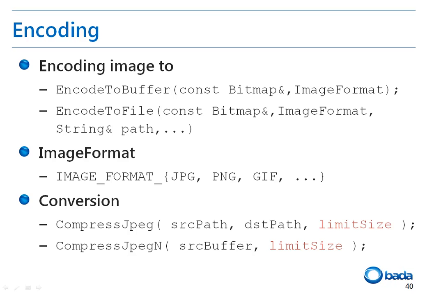image_format_GIF. There is a function provided that converts an image file to a JPEG file without converting it to a bitmap file. The compress JPEG N function returns a JPEG file smaller than the specified size limit if the source image path, target image path, and size limit are input. This conversion function can be used to create a thumbnail when an application such as a photo viewer needs to create thumbnails.